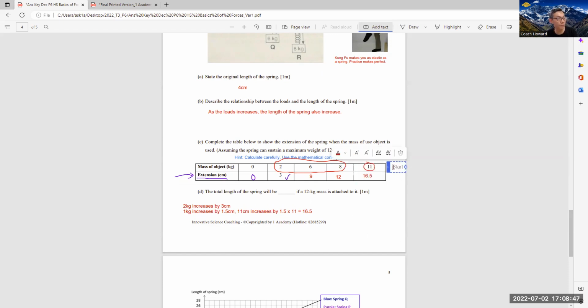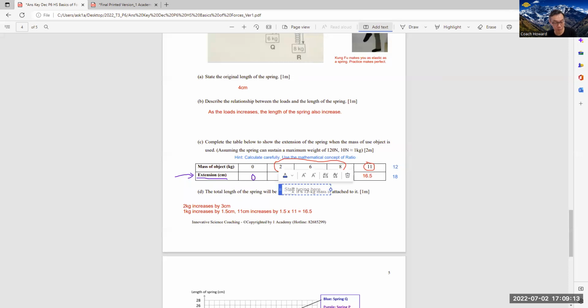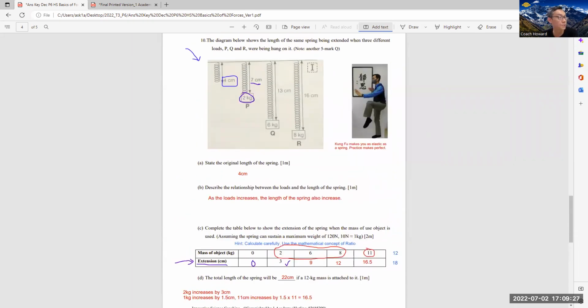Then later you need to calculate one more for the 12 kilogram. Because when it is 12, you see the next one, the total length of the spring will be how many centimeters is the 12 kilogram. If you use the same ratio, this will get 18. But because they ask you what is the total length, you cannot put 18. Total length is extension plus original length. So this answer will be 22 cm. Take note of the units, you have to put the centimeters there. Okay, 22 centimeters. Take note of these questions.